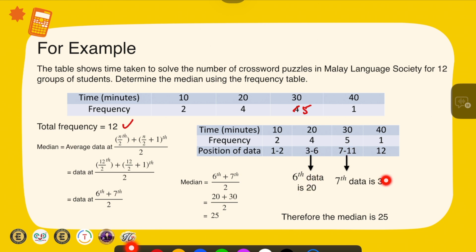Therefore, we need to find out the average of these two answers. So 20 plus 30 divided by 2. Therefore, the median will be 25. All right, so this is when the total frequency is even. Okay, so I just explained how the formula is going to be used. All right, so later on you are going to do the exercise in your module.